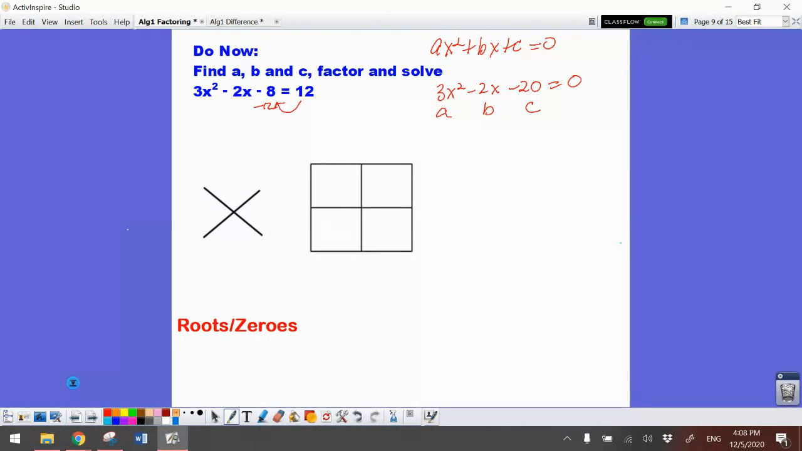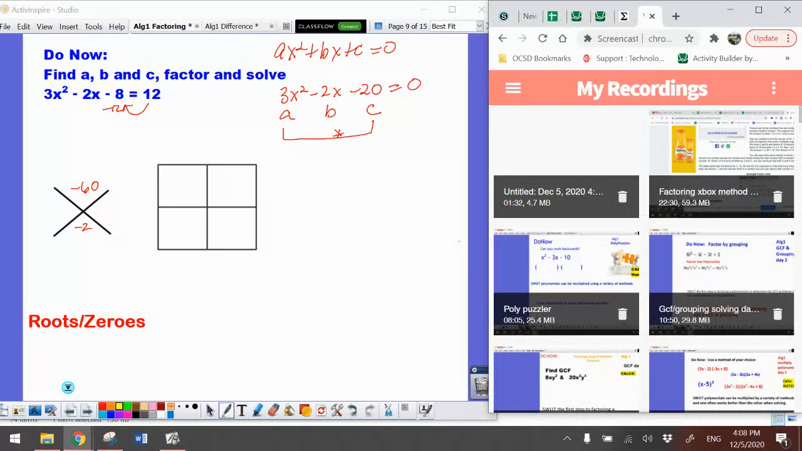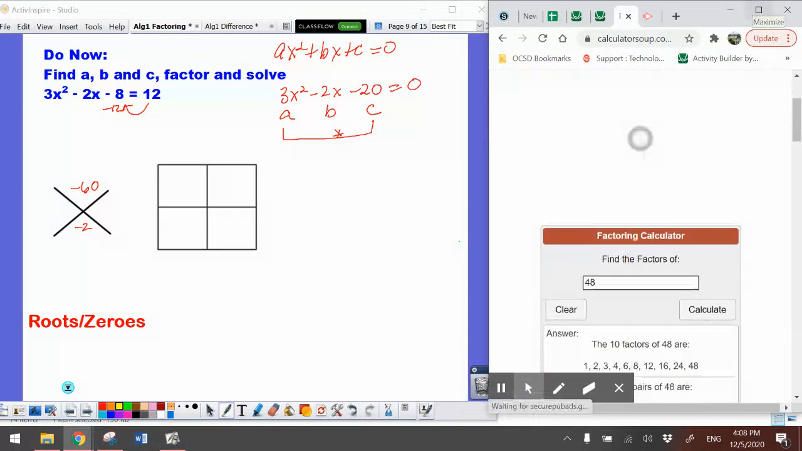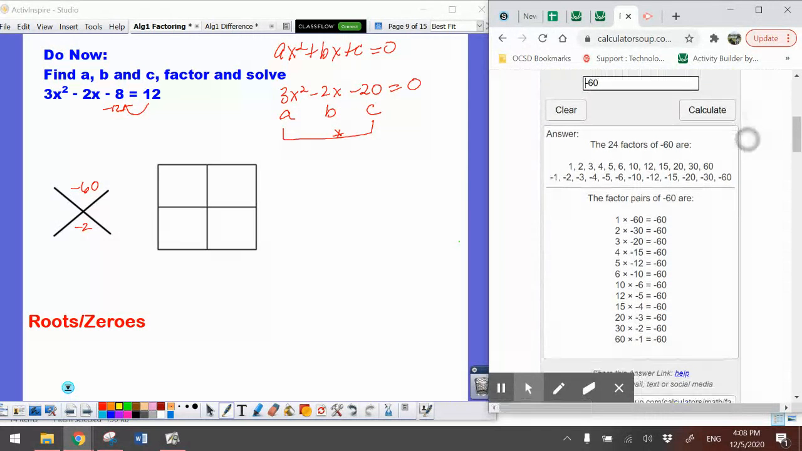Okay? And to fill in my crisscross, remember that was a times c. So 3 times negative 20 is going to give me a negative 60. And my negative 2 is going to go down here at the bottom. So let's start with coming up with our factors of 60. Let's get our factor generator up here and throw in negative 60 and see what we get.